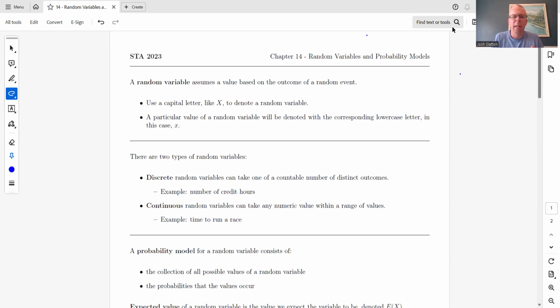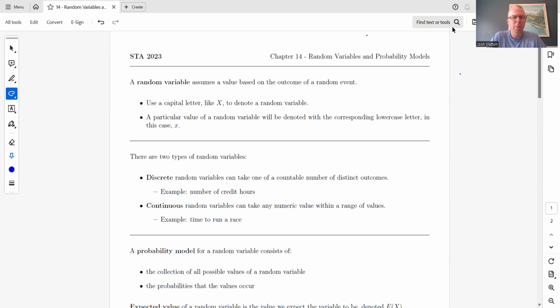But if you say flip a coin, if it lands on heads, pay you $10. If it lands on tails, pay you $5. Now we have numbers associated with the random event. So now that would be a random variable. We use capital letters like X to denote the random variable, and then a particular value will be denoted by lowercase x. Then we have two types of random variables.